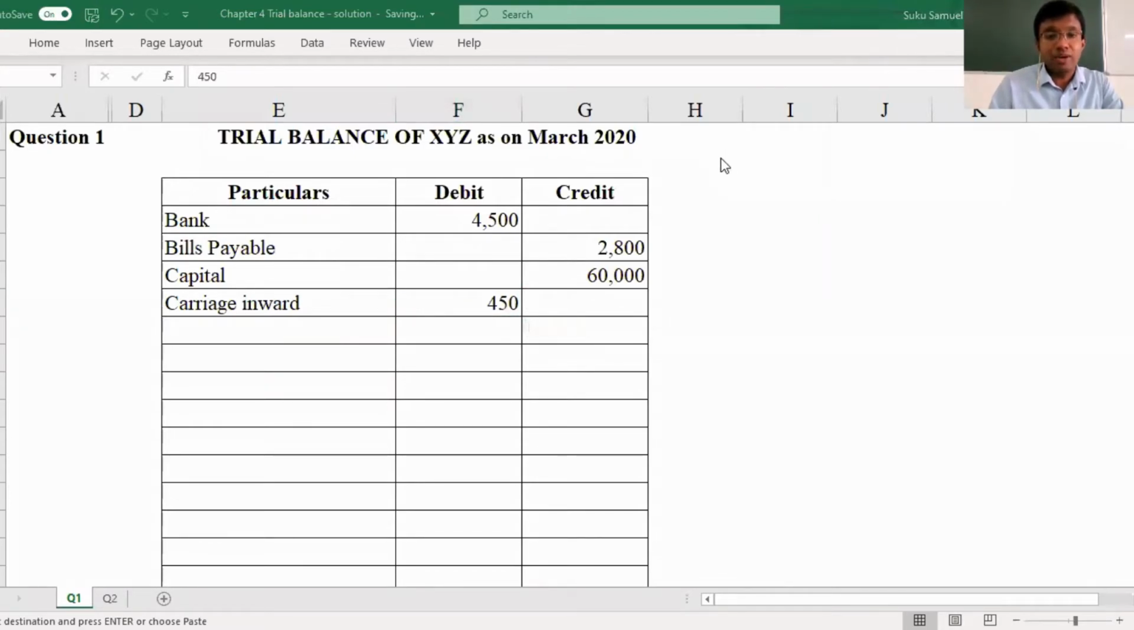Any expenses will fall on the debit side. So carriage inward is an expense for you. Next item is drawings. What is meant by drawings? Drawings refers to the money taken by the proprietor for personal use. I'll repeat that: drawings refers to the money that is taken by the proprietor for personal use.